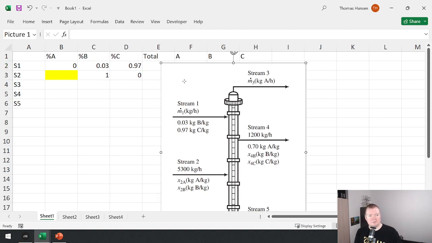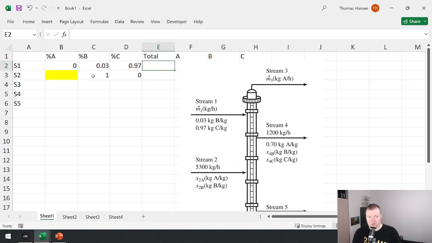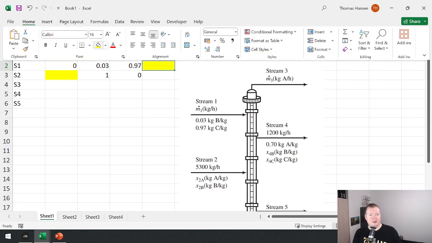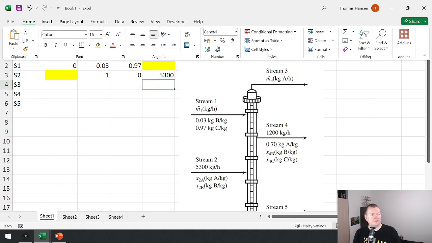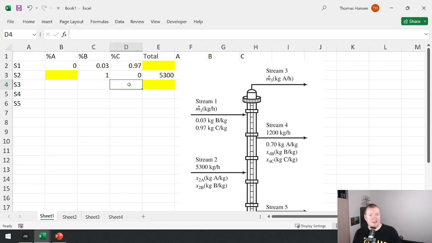Total masses, can I just move that a bit? Total mass of stream 1, no idea what it is. Mass of stream 2, 5,300. If I look at stream 3, I don't know the mass that I'll have up there, but I do know that it's going to be only A. In stream 4, I know my mass. I know I have 70% of A. That means I have no idea what B might be, but the percentage of C is 1 minus the sum of the two others.